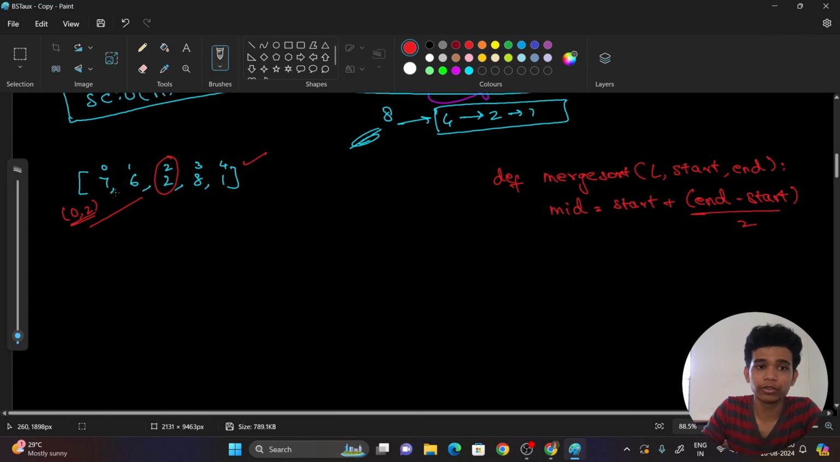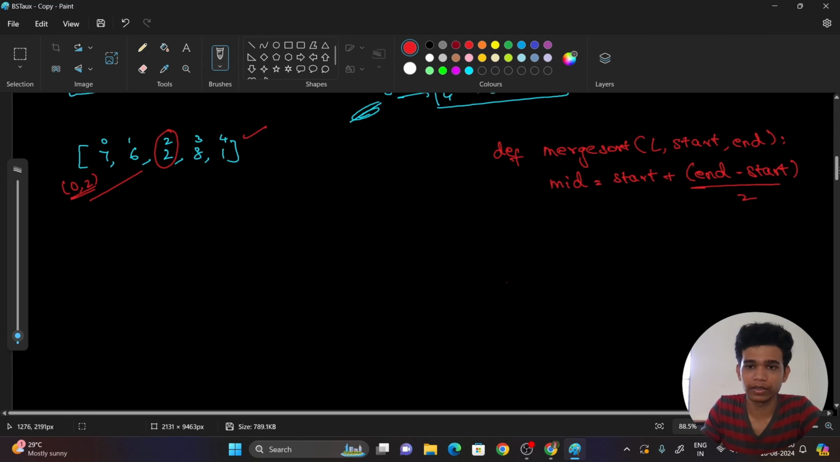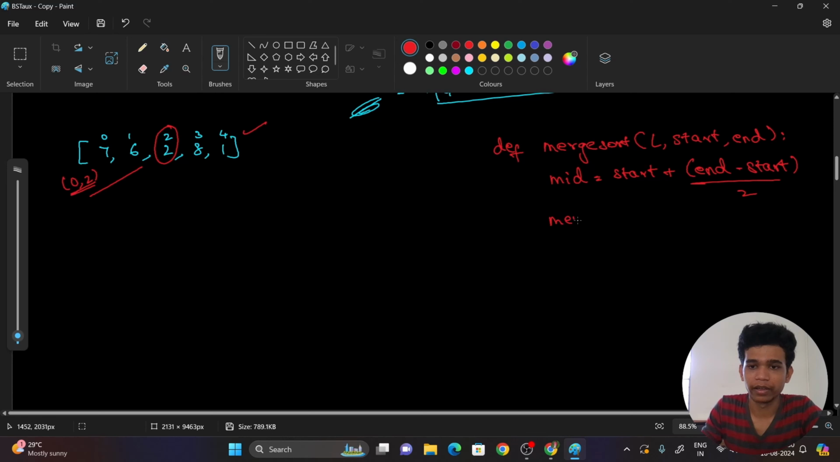Now, what should I do? I should split into 2 recursion calls, right? So what does the split function represent? It is like, hey, do a merge sort again. I will call this recursion call again, okay? And what should I pass? L, comma, what should my starting point be here? Starting point remains as it is. So give starting point as it is.